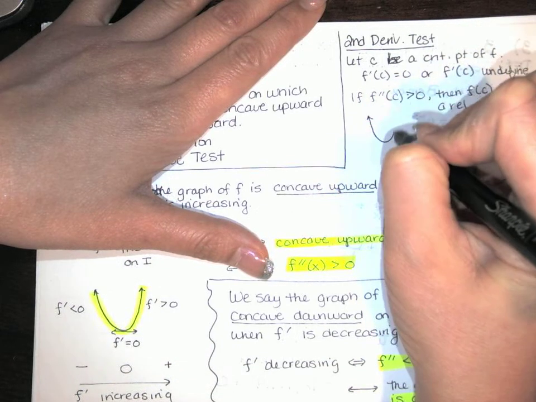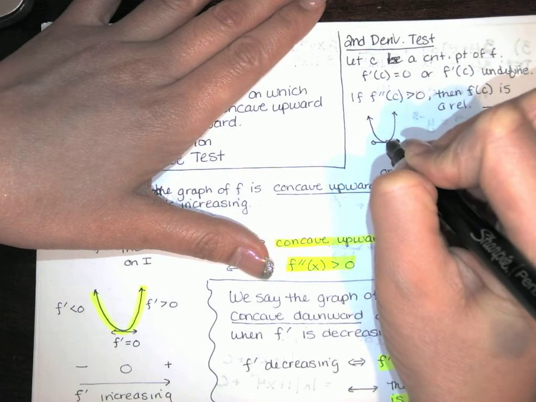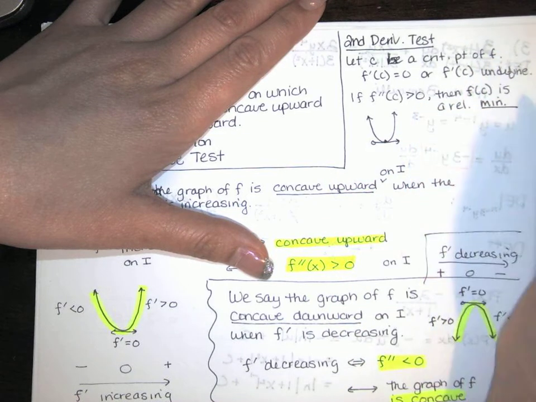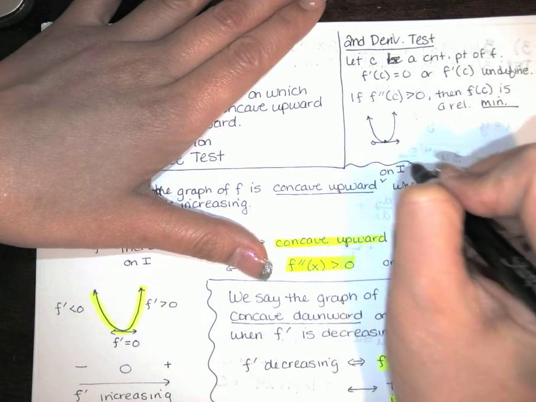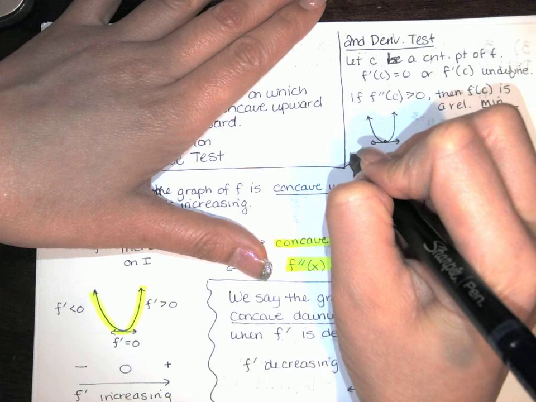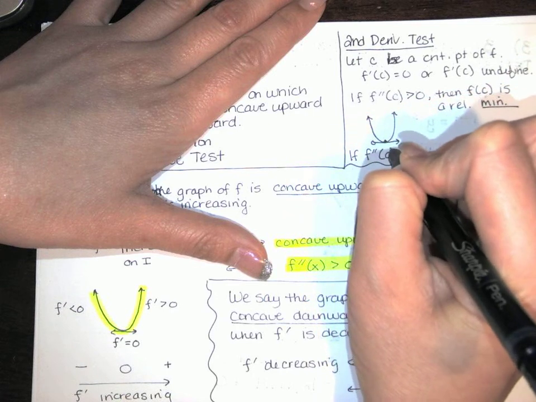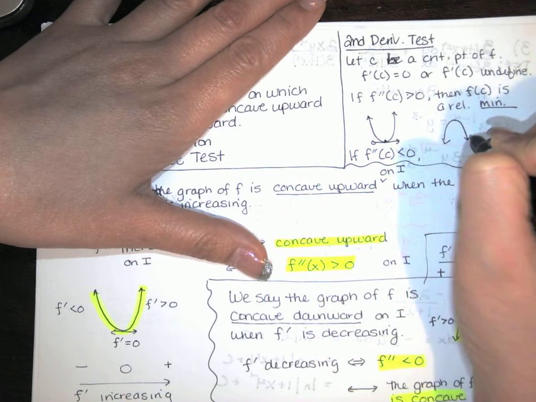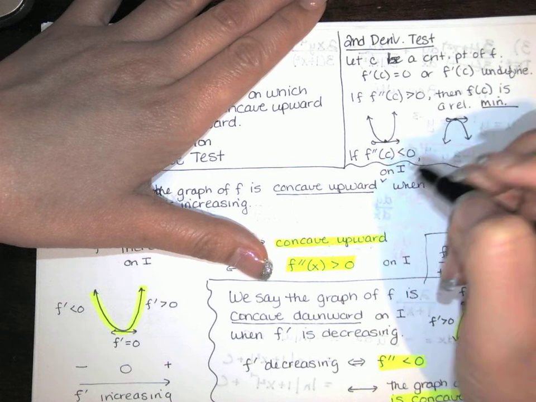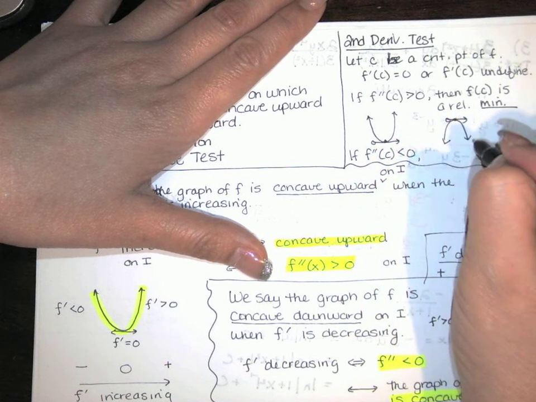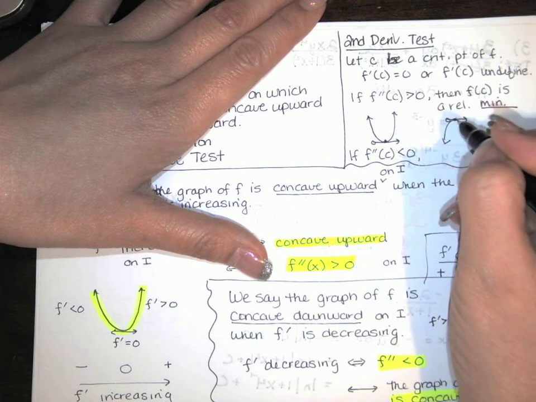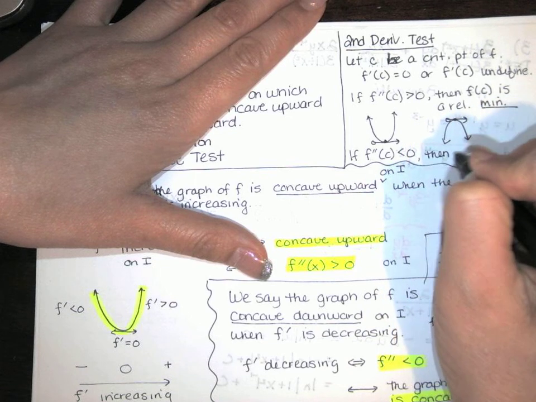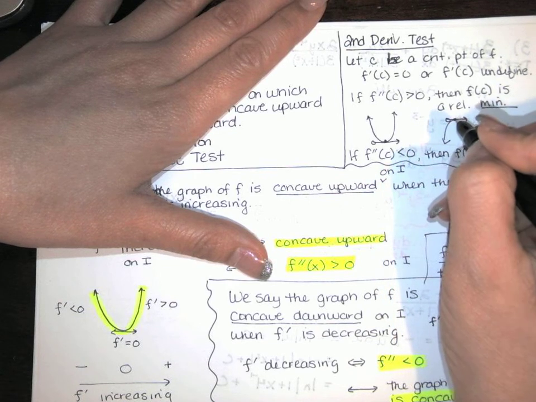So the second derivative is positive, and the first derivative is 0, so you're going to be at the bottom, so that's a relative min. If you're at a critical point and the second derivative at C is negative, well, that means the graph is concave down and you're at the top. So if the second derivative is negative, it's concave down and you're at a place where the slope is 0, so you're at the top. Then f of C has to be a relative max.